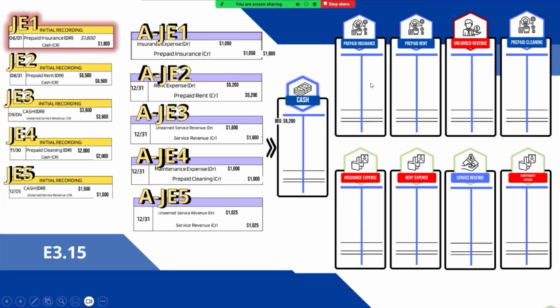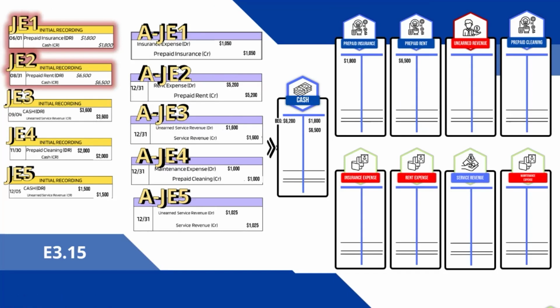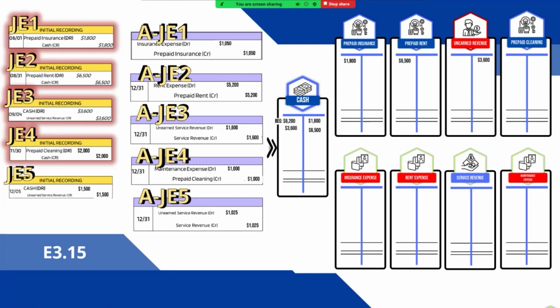So debit 1,800 prepaid insurance, credit cash. Debit prepaid rent, credit cash of 6,500. Debit cash of 3,600, credit USR of 3,600. Debit prepaid cleaning of 2,000, credit cash. And then debit cash of 1,500, credit USR.